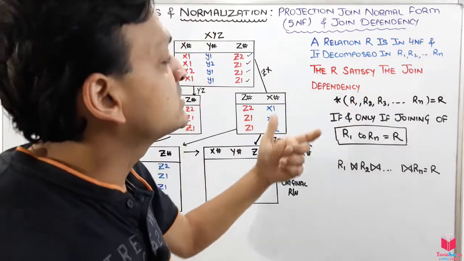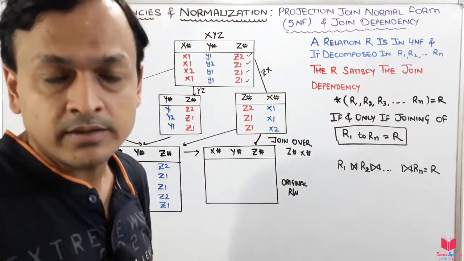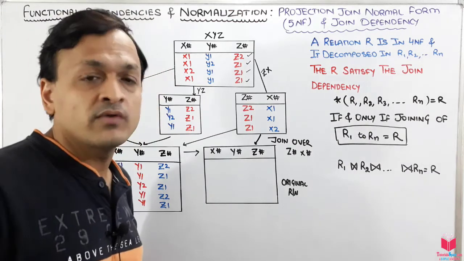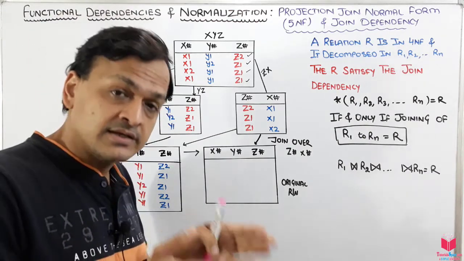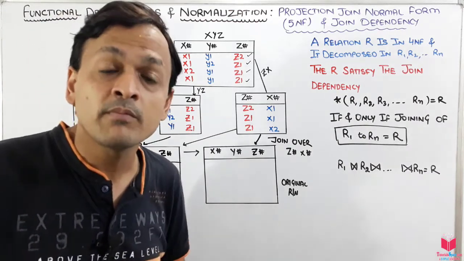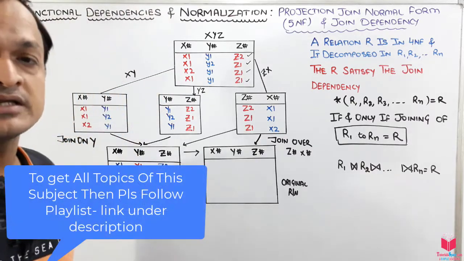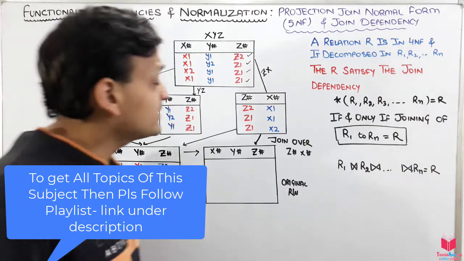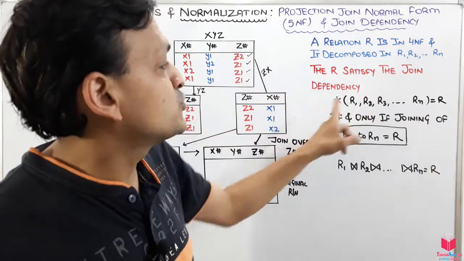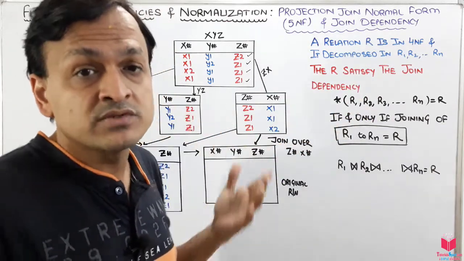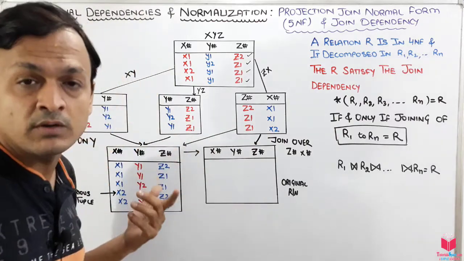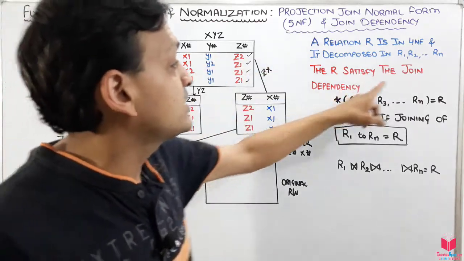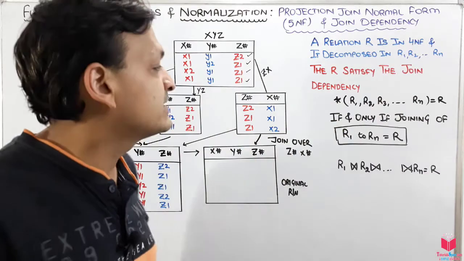and it is decomposed into relations R1, R2 and Rn. It says if we have a relation that is currently in the fourth normal form and we have decomposed that relation into R1, R2 up to Rn relations, then R satisfies the join dependency. Then if we have to say that it should be in the fifth normal form, it has to satisfy the join dependency. What is exactly that?